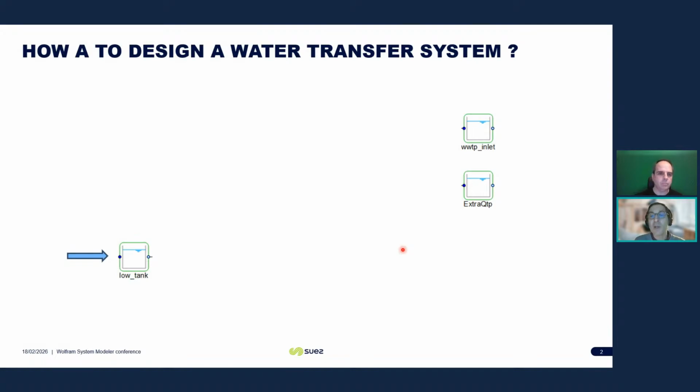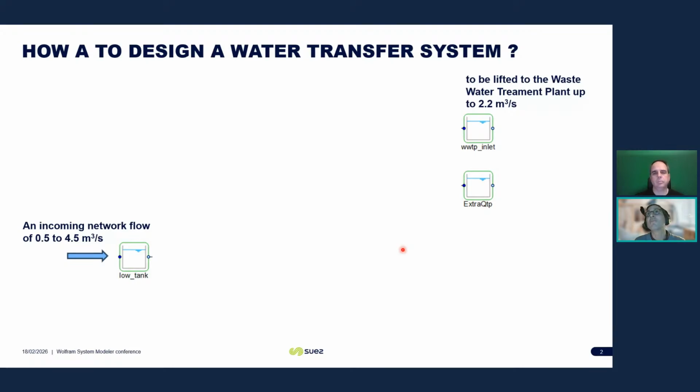So we'll take a simple case. We will have a low tank that is receiving a flow coming from a sewage network, so wastewater flow, very variable, of course. And we want to bring it to a wastewater plant, which is located higher. But we don't want to bring the whole flow there. We want to bring up to 2.2 cubic meters per second. And the excess flow, which happens usually during rain, we will send to another treatment, which is a bit lower.